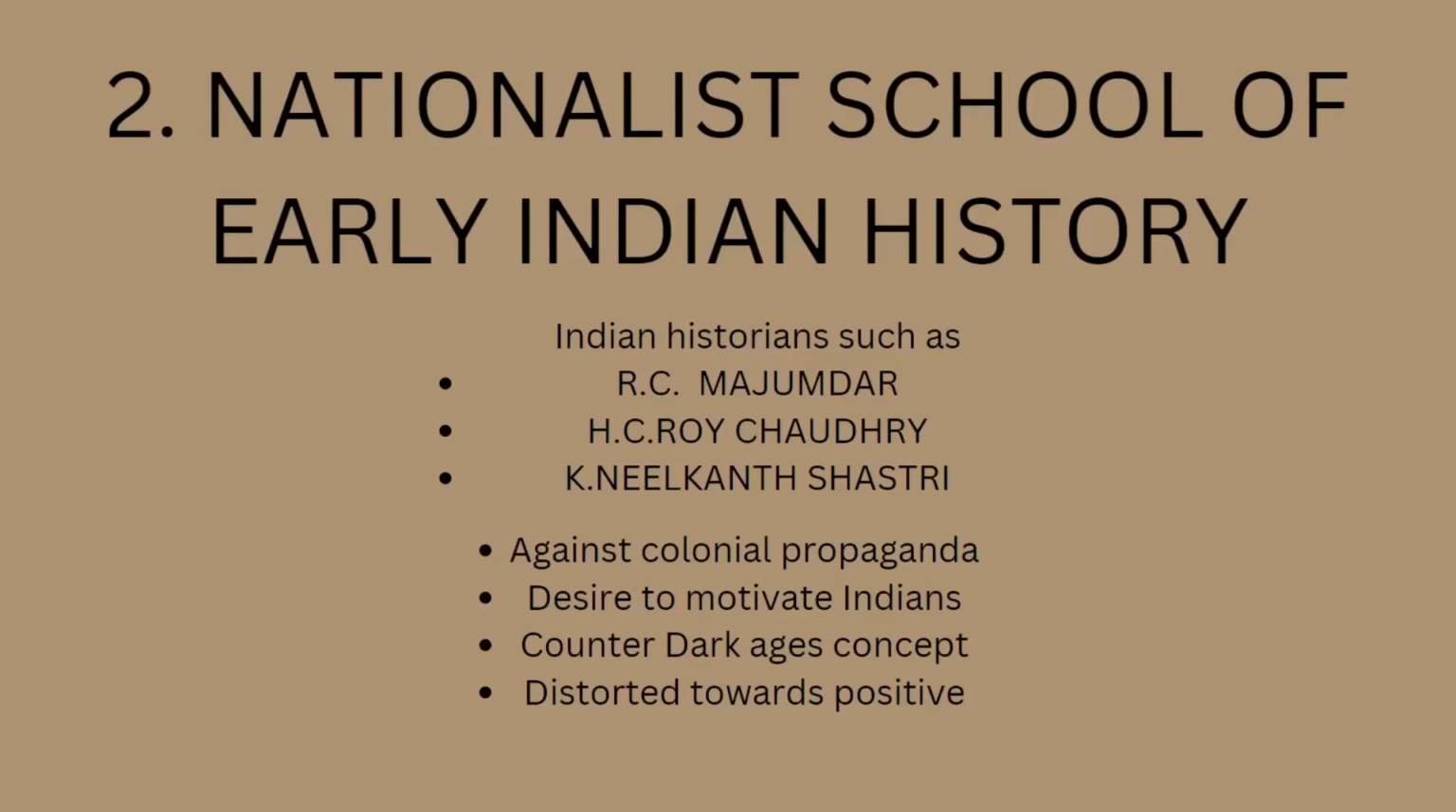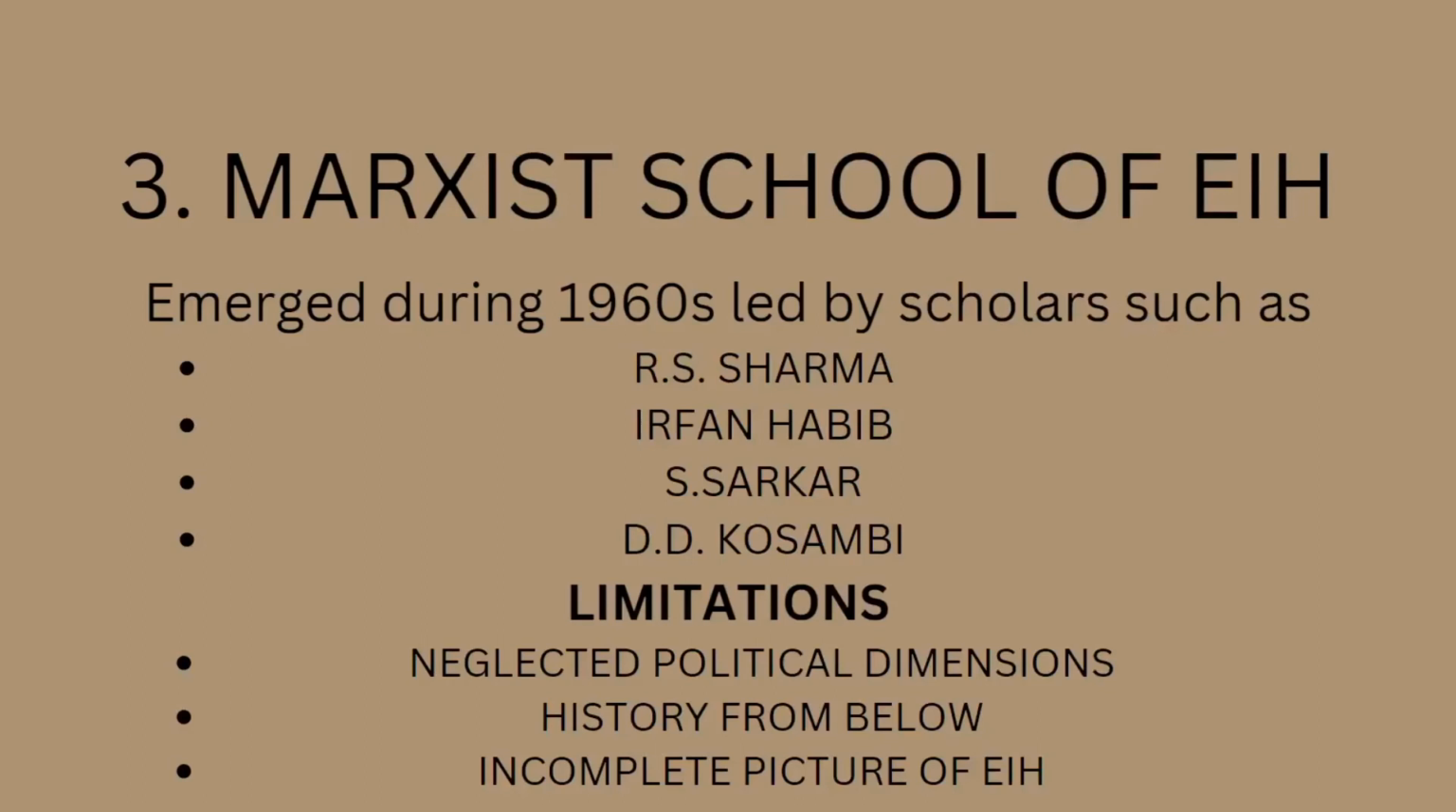The nationalist historians also suffered from many limitations, such as the picture of early Indian history presented by them was distorted towards positive. Nationalist historians deliberately neglected the limitations and failures. They also focused on political dimensions and the elite class, like their colonial counterparts. The religion-based classification was continued by them. The third school, Marxist school of early Indian history.